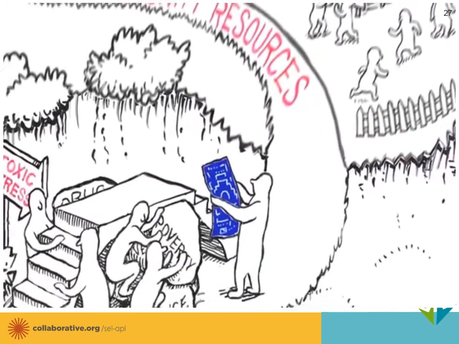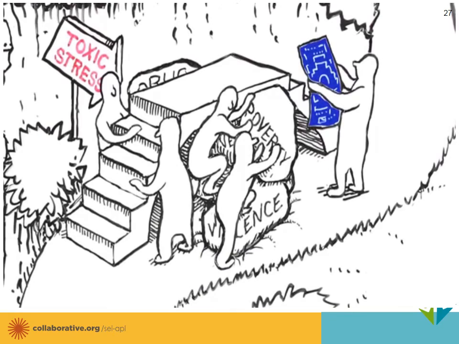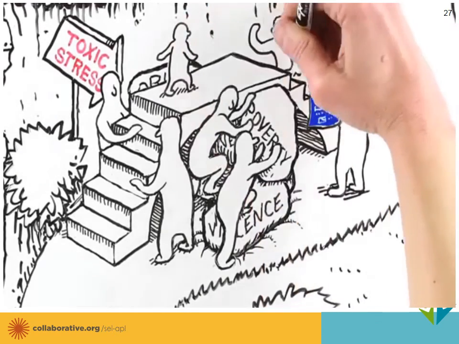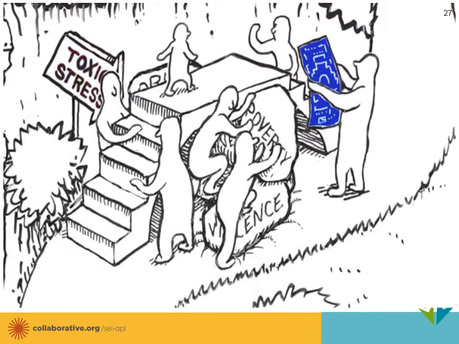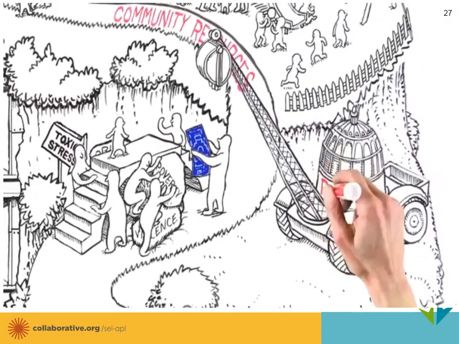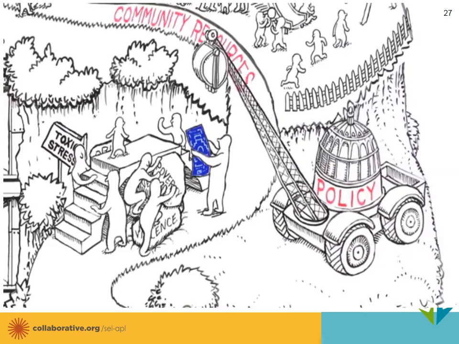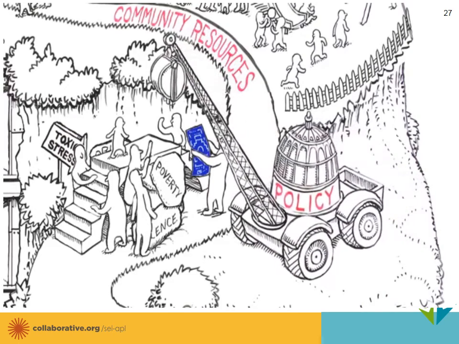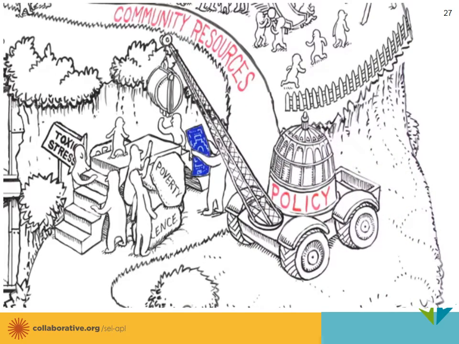Third of all, what are the major sources of toxic stress in this community and how can we reduce them? Moving it up to a policy level, how are our policies strengthening communities' abilities to reduce sources of toxic stress and caregivers' abilities to provide what kids need?